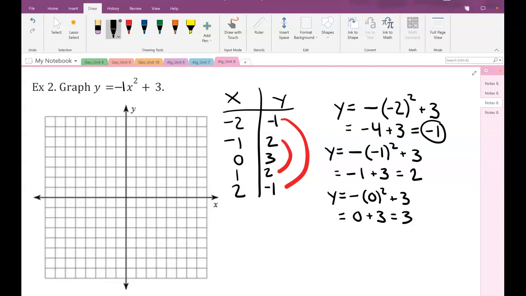All these are x comma y points. So our first point that we're plotting is -2, -1. So you go over 2, down 1. Our next one, -1, 2. So we go over 1 to the left, up 2. Our next point is 0, 3. So we have to go up 3 units. 1, 2. It's symmetrical now.